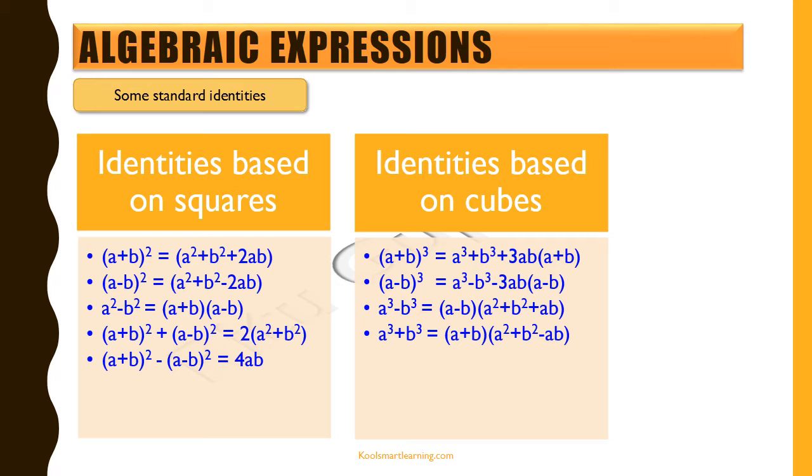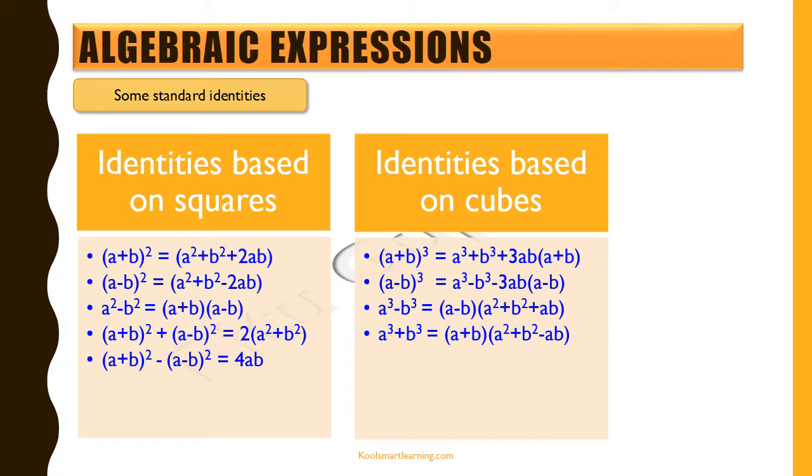You could try all of these using the simple multiplication of polynomials we just talked about, and then you'll see that these identities come out to be true. A plus b whole square plus a minus b whole square will become twice of a square plus b square. A plus b whole square minus a minus b whole square will become 4ab.